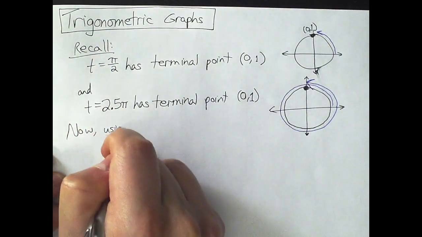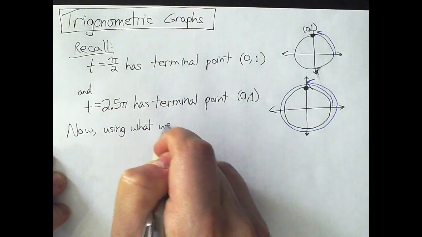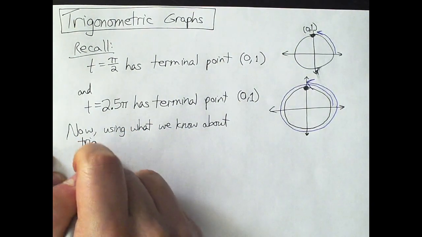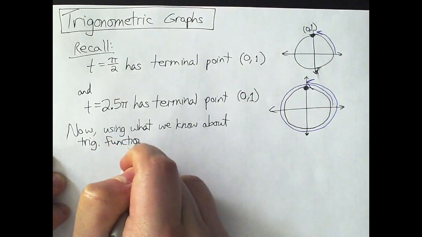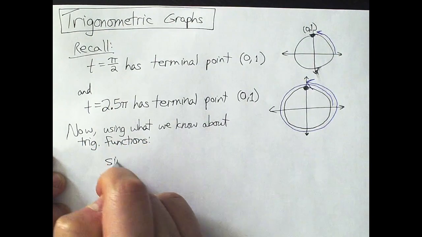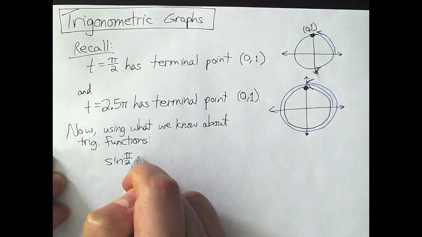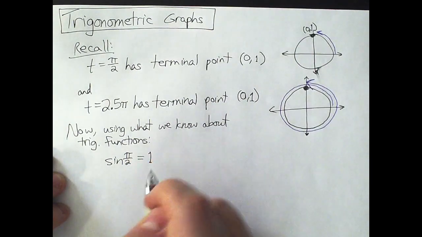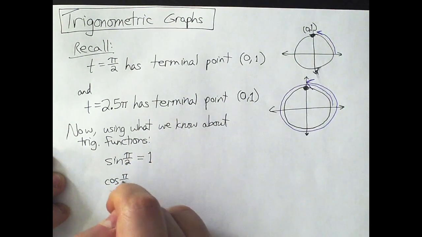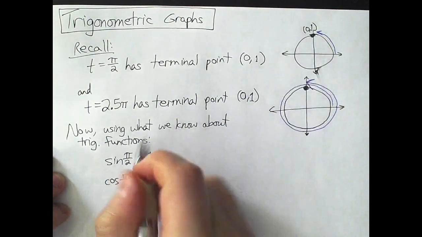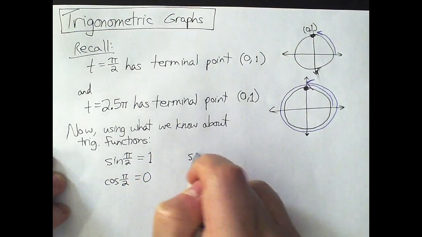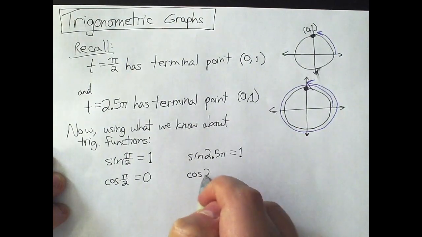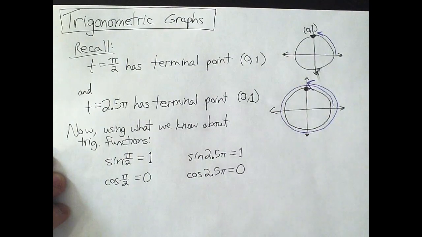Now, using what we know about trig functions, this means that sine of pi over 2, remember that would be the y-coordinate of the terminal point, is 1. Cosine of pi over 2, that would be the x-coordinate of the terminal point, equals 0. Sine of 2.5 pi is also going to equal 1. Cosine of 2.5 pi is also going to equal 0.